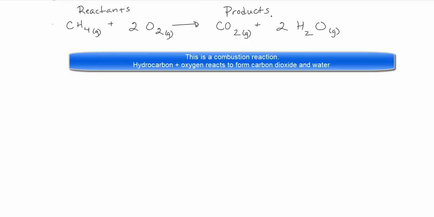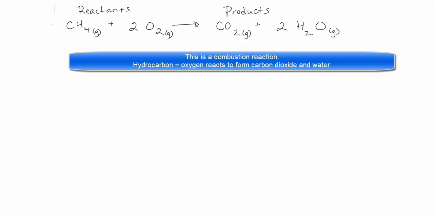So if we were to read this reaction, we would say gaseous methane reacts with 2 moles of gaseous oxygen to form 1 mole of gaseous carbon dioxide and 2 moles of gaseous water. Now, it's possible if you were given a problem in narrative form that you wouldn't be given the numbers, and you would be told that you need to balance the equation.